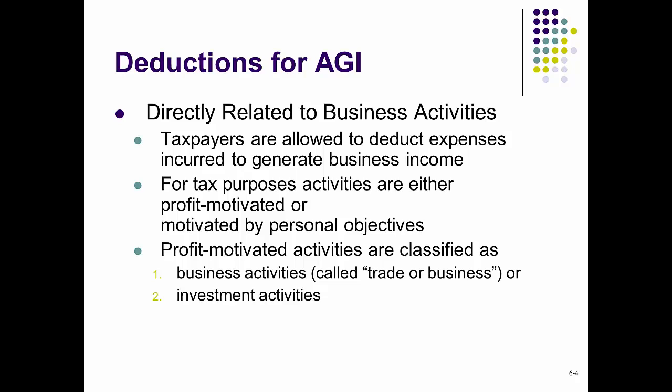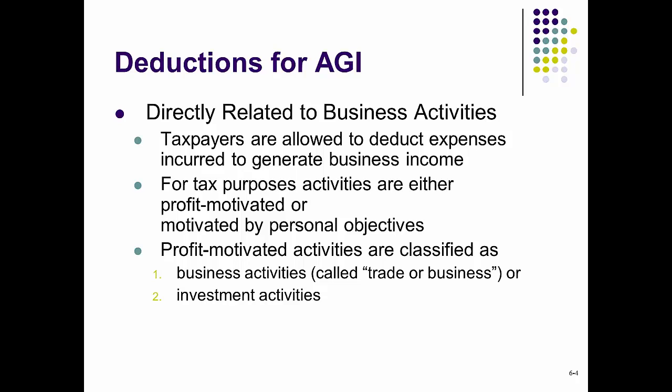Congress allows taxpayers involved in business to deduct expenses incurred to generate business income. To qualify for business deductions, number 1, activities must be profit motivated, whether they are business or investment activities. Number 2, business activities are active activities, whereas investment activities are considered passive.